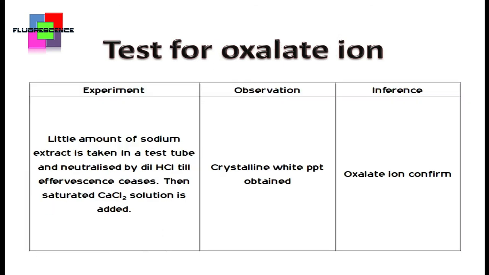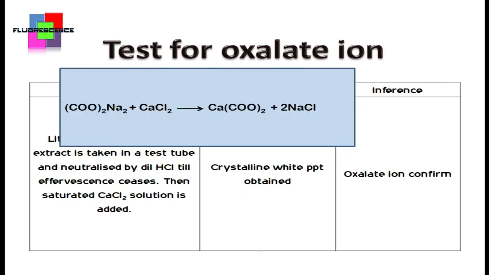Moving to oxalate ion. First of all, you will take the sodium carbonate extract. You will neutralize this with dilute HCl. After neutralizing, you will add saturated calcium chloride solution. If you get a crystalline white precipitate, it indicates the presence of oxalate ion.